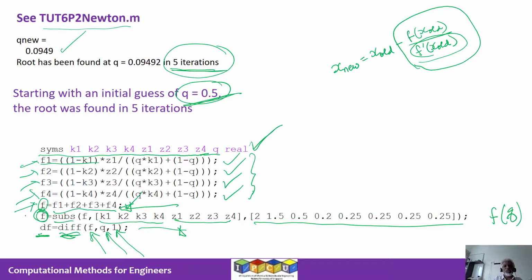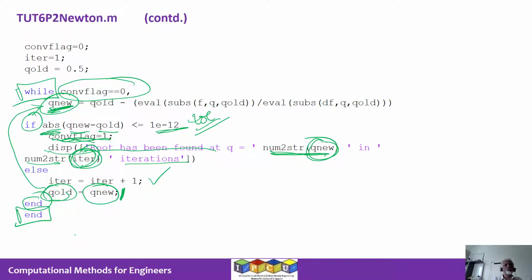Once you get the function, whatever symbols are known, you can substitute them, and then you have the function ready in terms of the unknown variable. Once you have the function ready, you compute the derivative of the function using the diff command. Then you set the convergence flag to 0, you set the iteration counter to 1, and you give an initial guess of 0.5 here. So these 3 things have to be prepared. Then you get into the loop.